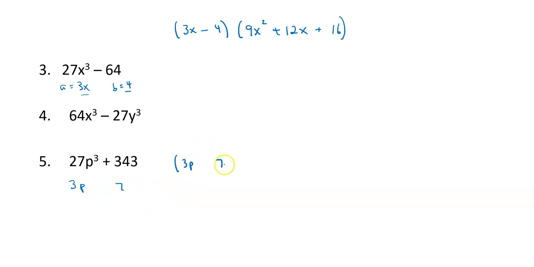So my terms have a 3p and a 7. What is the second term? It's the a squared, so 9p squared. Multiply the inside, so 3p times 7, 21p. 7 times 7 is 49. How do the signs go? Same sign, opposite sign, positive sign.